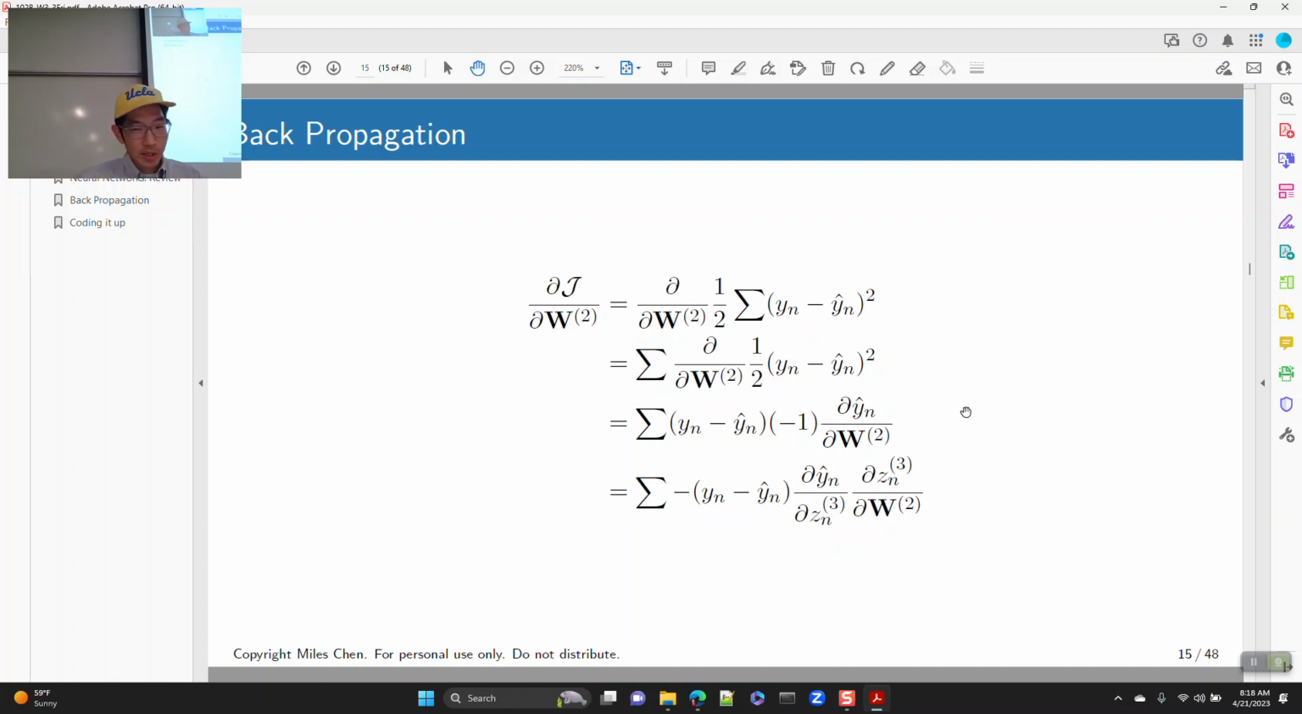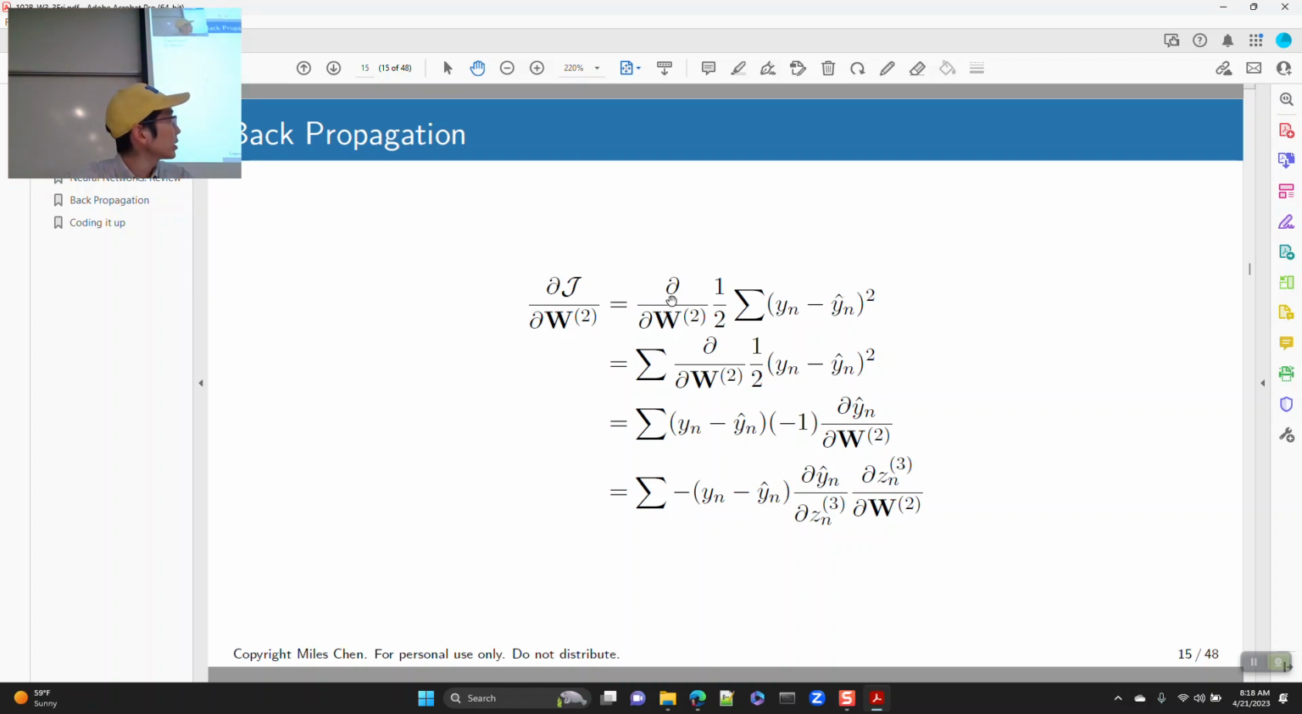Okay, so we are going to work through this backpropagation, and I will just talk through each of these things, okay? So here we start with our loss function. Our loss function is J, which is just half of the sum of squared errors. So we start with y minus y hat, okay? And we're going to take that difference and square it, okay?